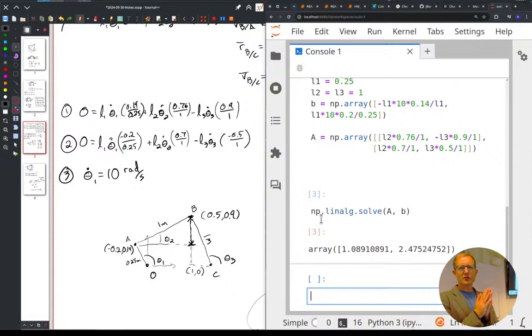Have you seen this before? Like setting up sets of equations like this? Yeah. No.